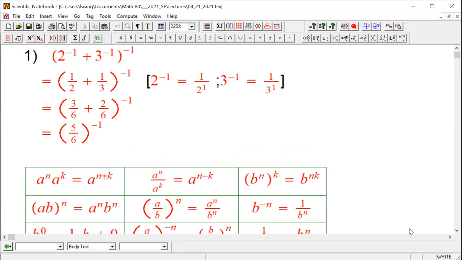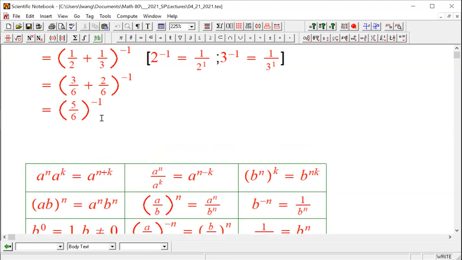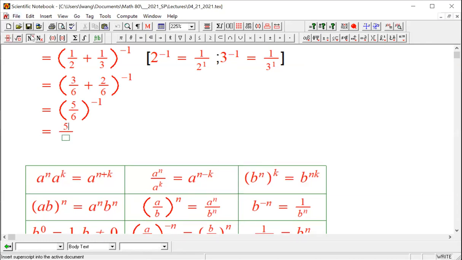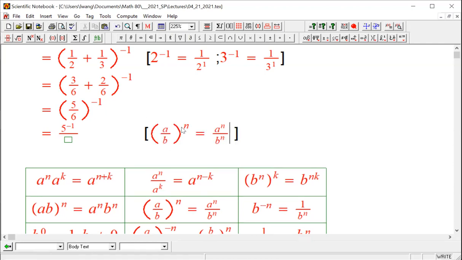Now we can apply those other properties we learned. In particular, this one would be most useful. You don't have to do that, just apply the easiest way possible. There are so many ways to do it, right? So here you can do (5/6)^-1, where now you're applying this property. I'm going to put it over here for your reference. Just understand that the way I do it is not the only way to do it.